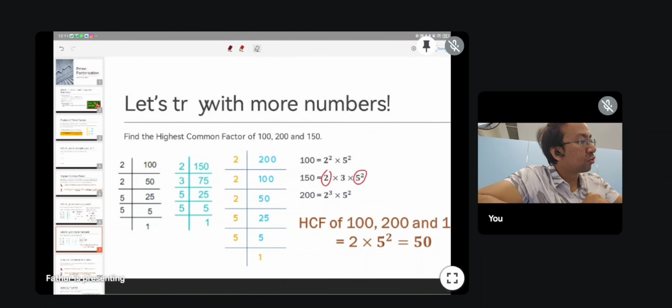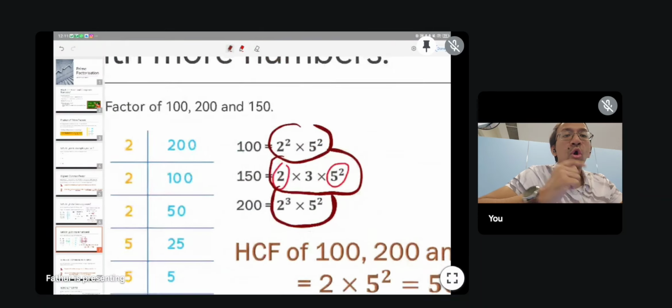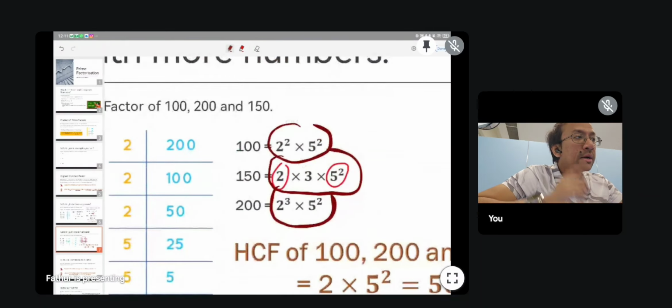100, you have 2 squared times 5 squared. Then you have 150, 2 times 3 times 5 squared. 200, you get 2 cubed times 5 squared, right? So first of all, where's the common number? Circle the common number.